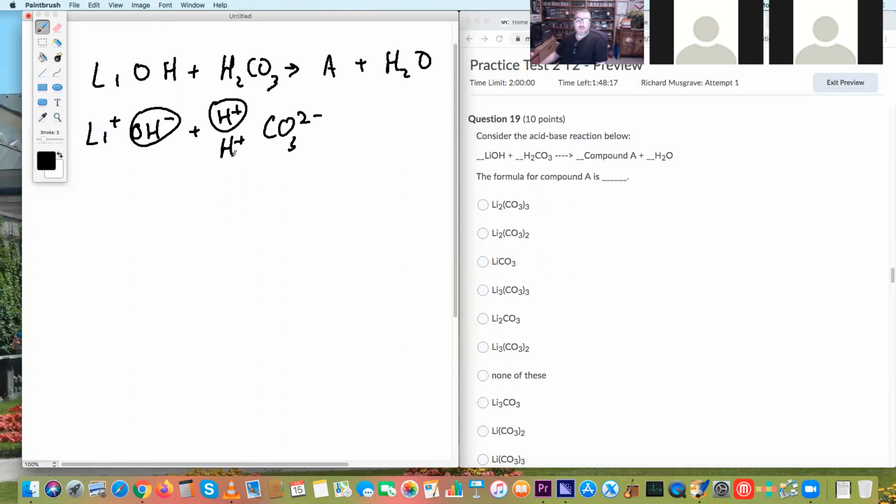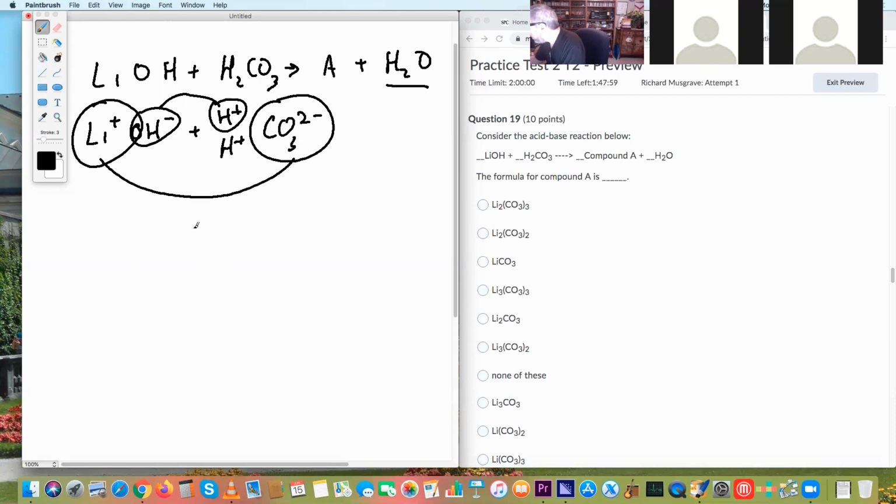All I'm interested in is balancing the compounds that I'm going to get here. And what I'm interested in here is the balancing of H plus and OH minus. That provides me with the water. Now this compound A here is going to be the combination of Li plus and CO3 2 minus. And in order to make that a valid compound, I have to make it Li2CO3.